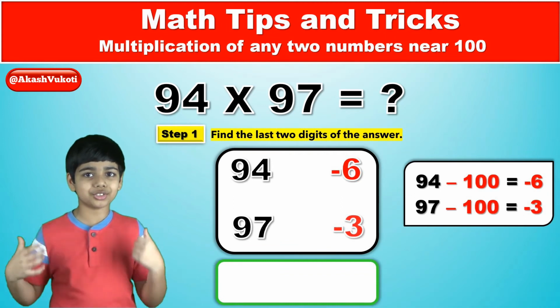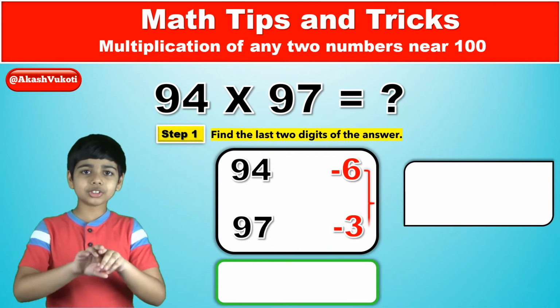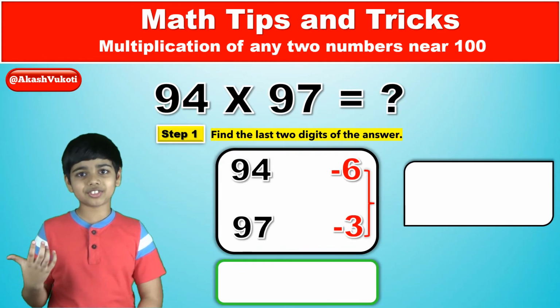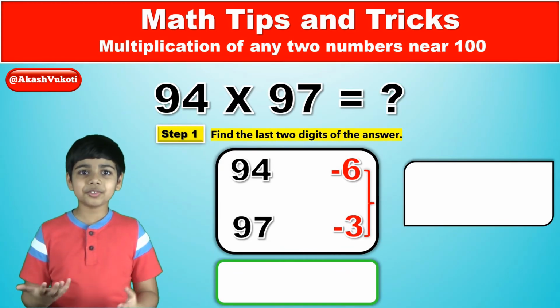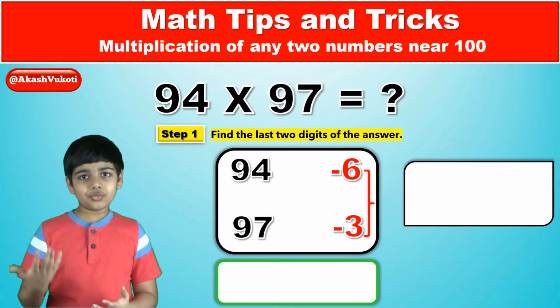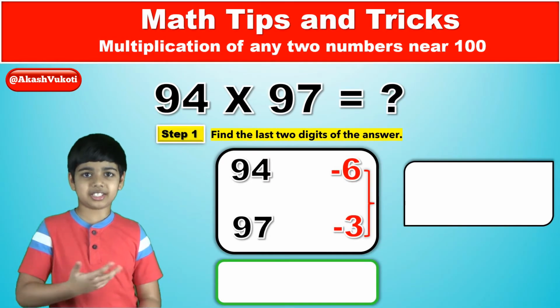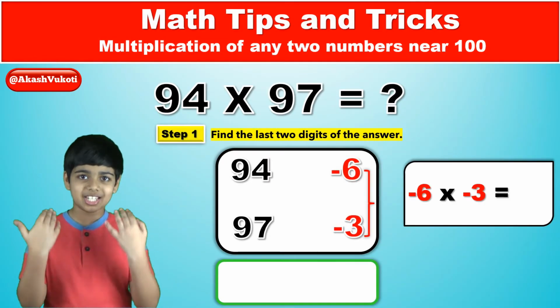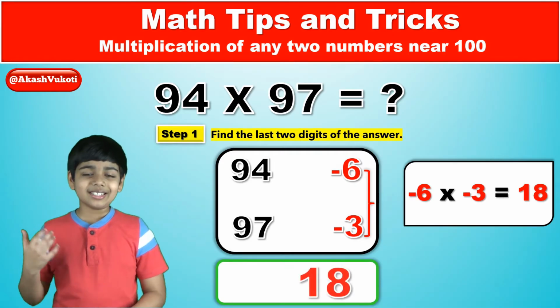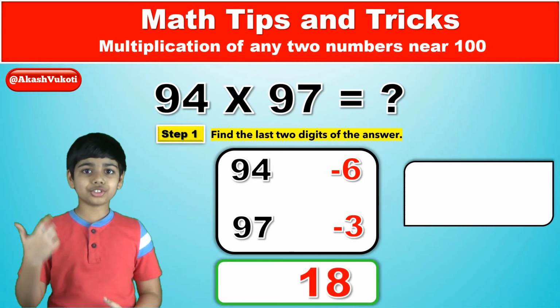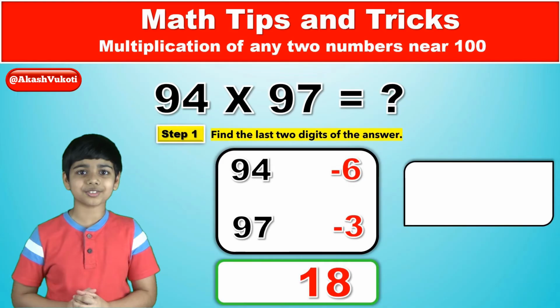We'll take these two numbers and then multiply them. And since a negative times a negative is a positive, negative 6 times negative 3 is just the same as 6 times 3, which is 18. And so 18 are the last two digits of our answer.